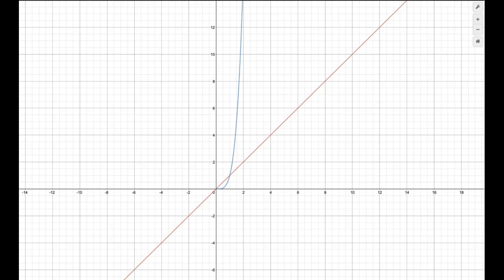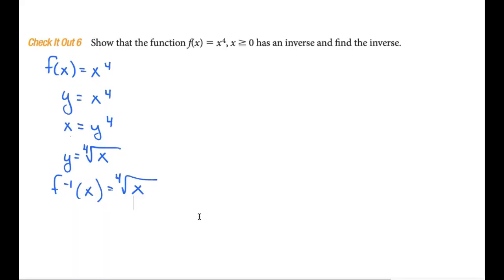So the way that you're going to show that y equals x to the fourth has an inverse is by doing the horizontal line test. And if you graph it, you can see that it is one-to-one. It passes the horizontal line test, so it will have an inverse. And so then you find the inverse by switching the x and the y, and you get the inverse function of x is the fourth root of x.